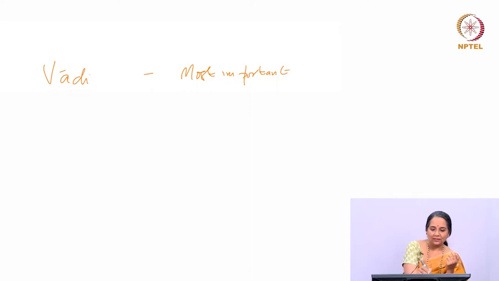But though every note is critical and you have to use it, some notes are to be highlighted. Typically, we talk of two swaras. In every raga, there are two swaras which have to be highlighted: the most important swara and the next important swara. These are called vadi and samvadi. The vadi is the most important, or it has to be highlighted. The samvadi is next in importance.